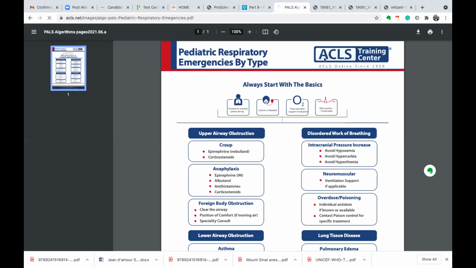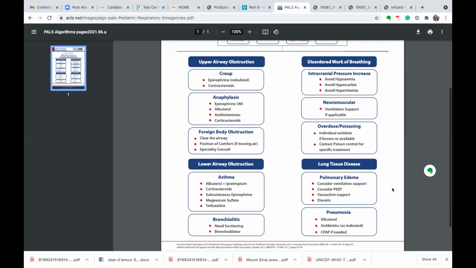Okay, we can see the answer here. So for disorders of work of breathing, you can minimize increased intracranial pressure by avoiding hypoxemia, hypercapnia, and hyperthermia. You may work on neuromuscular junction by providing ventilatory support, and you may manage overdose by giving individual antidote if known, and also contacting the poison control centers whenever they are available.